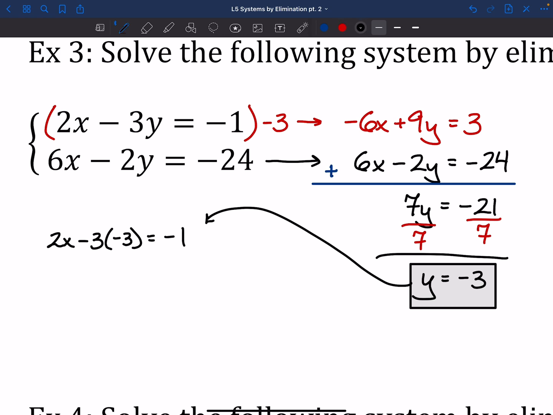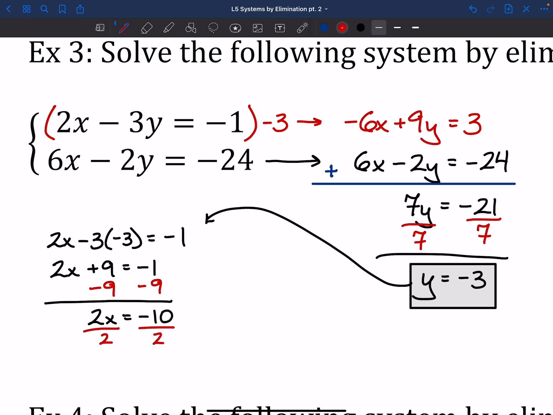Then just doing a little bit of simplifying, right? 2x plus 9 equals negative 1. We got to move that 9 away from the x's, so we're going to push that to the other side. Get that 2x equals negative 10. I got to divide everything by 2 to get that x all by itself, which is negative 5. All right? And before we know it, we're already done with it. Not too bad.